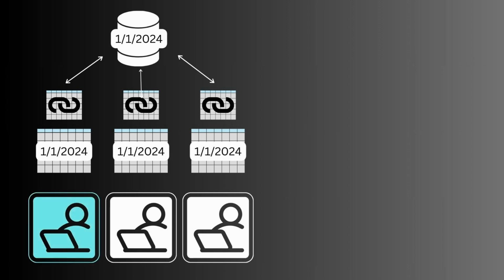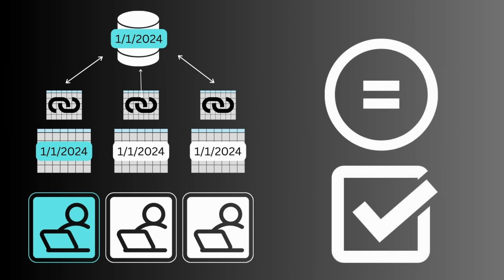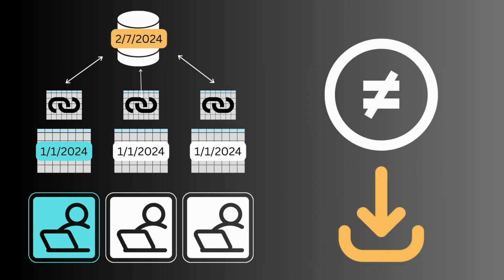When a user launches their front-end file, code runs that compares what's in the local table with what's in the linked table. If the data matches, that means the user's front-end file is current and it opens normally. If the values don't match, then the user is prompted that there's an updated version that they need to download.